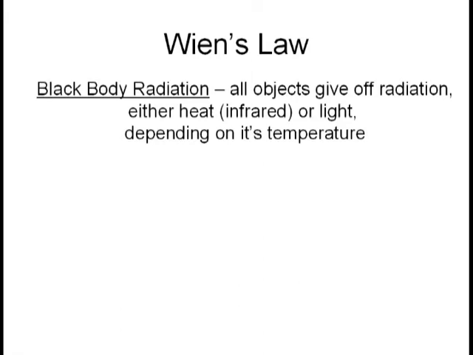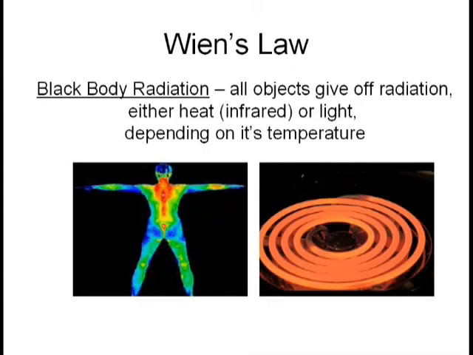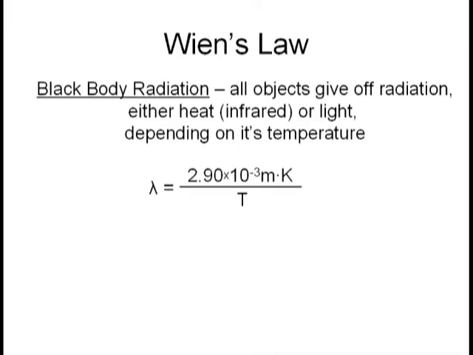Right, our next topic is Wien's law. Black body radiation. All objects give off radiation, either heat, infrared, or light, depending on its temperature. This is Wien's law formula. The wavelength of the radiation that you give off is a constant divided by the temperature. It's inversely proportional to the temperature.